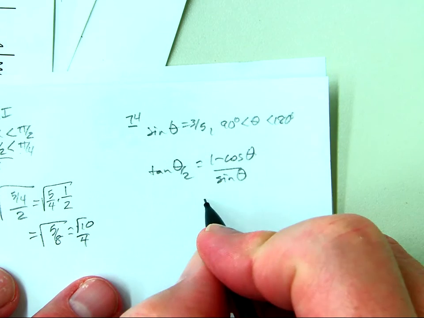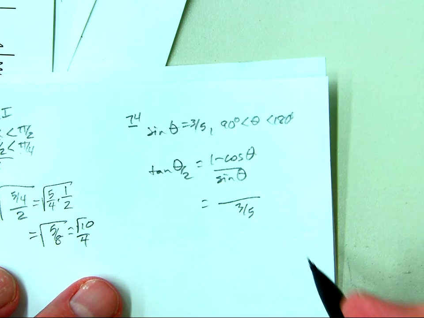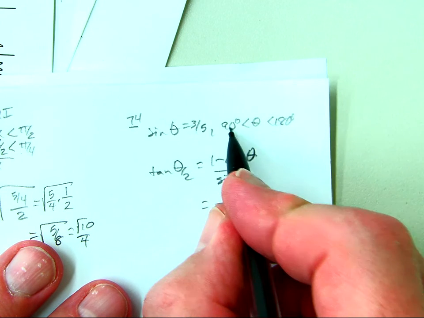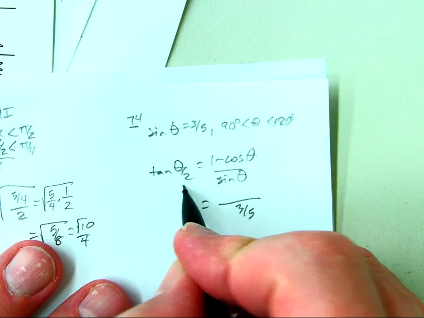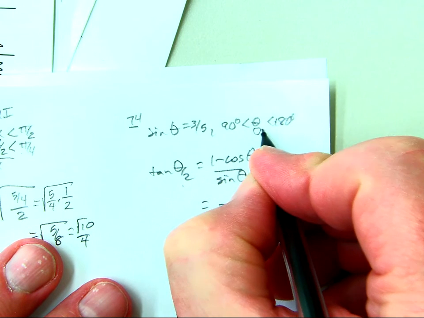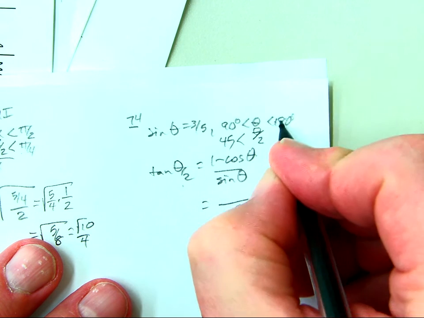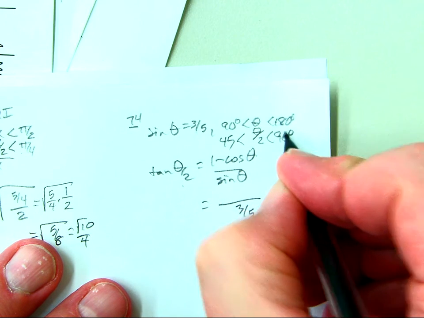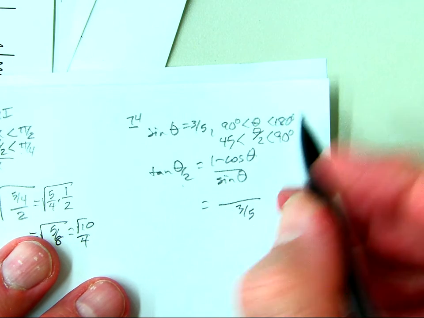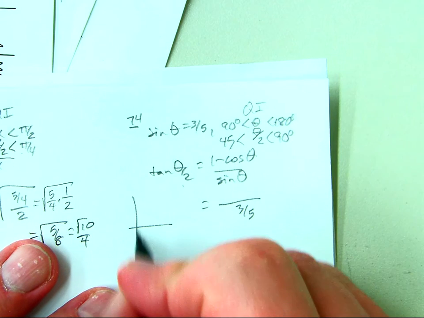Well, now if we substitute in, we know the sine of theta is 3/5, so we can put that in. But we don't know the cosine, so let's graph it. Now they told us theta is between 90 and 180. We want theta over 2. So just like we did on the last one, let's divide all these by 2. That'll be theta over 2. 90 divided by 2 is 45. 180 divided by 2 is 90. So that tells us theta over 2 is between 45 and 90. Well, that puts it in quadrant 1. So let's draw it in quadrant 1.